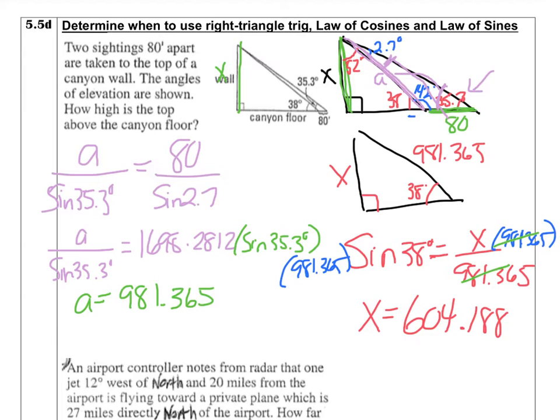Now keep in mind this is not the only approach. What I could have done differently is found this side length here by using the law of sines. And if I found this side length, then I could go ahead and use SOHCAHTOA. I would use the sine of this angle and use opposite and hypotenuse on that, and you'll get the exact same answer.